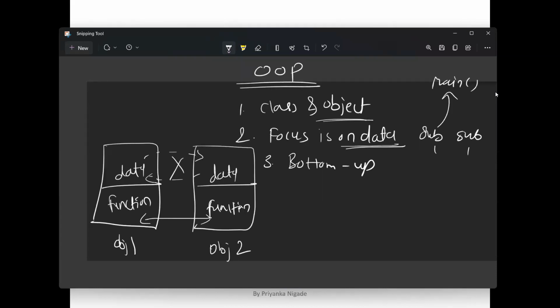Okay, top down में क्या होगा? First of all top module and then sub module. This is the way. Clear? This is called top down. So in object oriented programming language, it is simply bottom up. It follows bottom up approach.